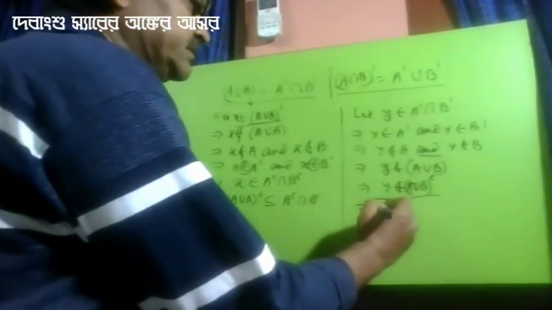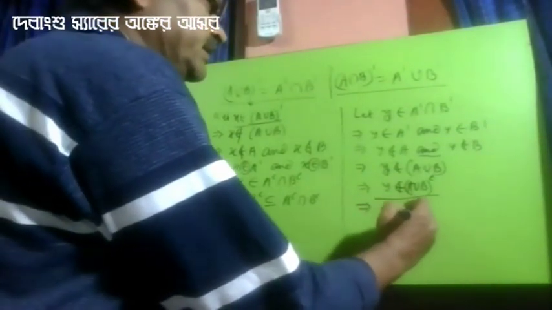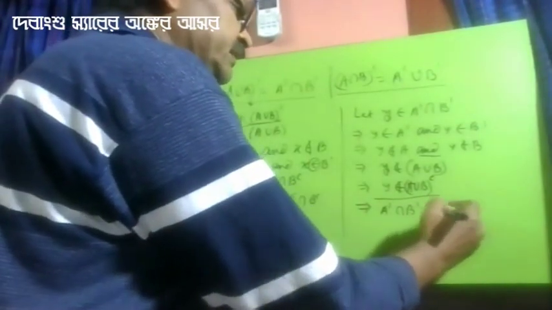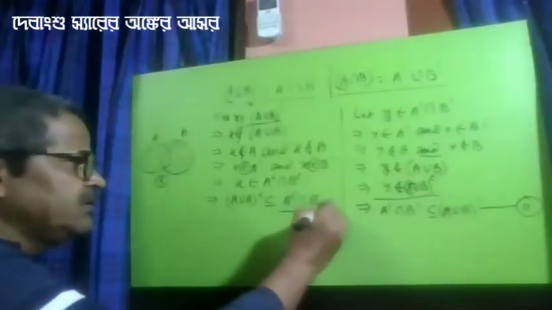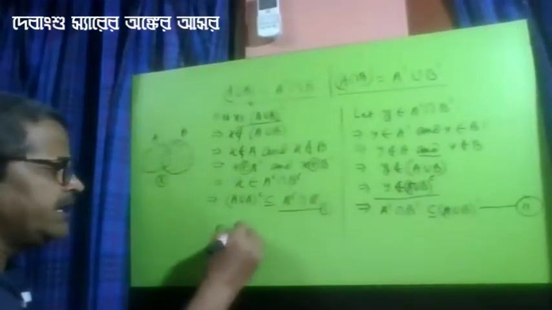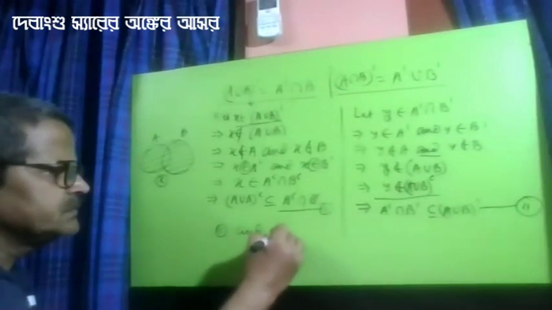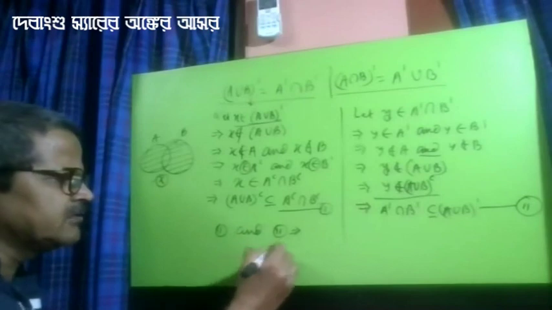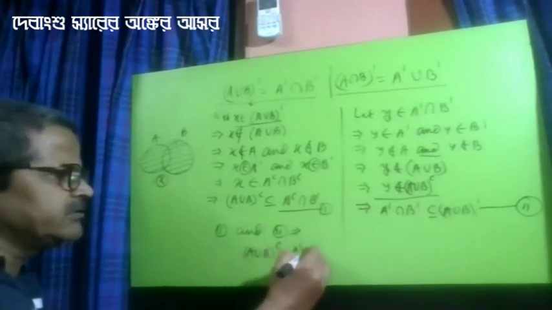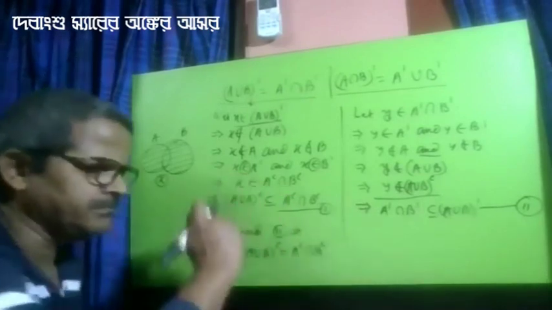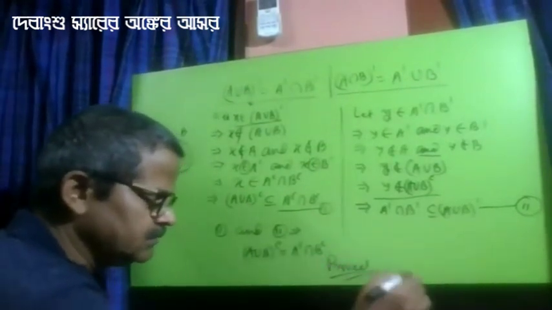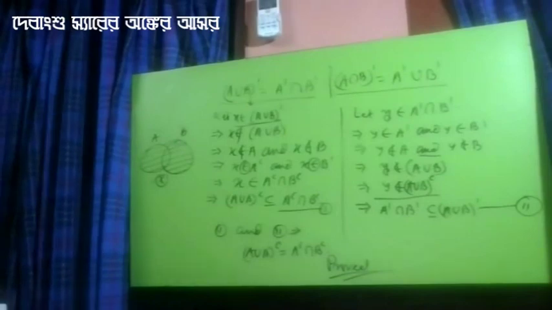And that establishes that A complement intersection B complement is a subset of A union B complement. This is number 2 and this is number 1. So 1 and 2 imply A union B complement is equal to A complement intersection B complement. So proof completed.